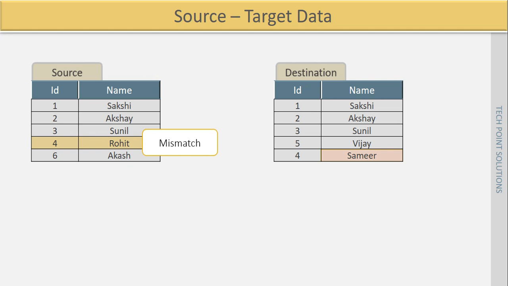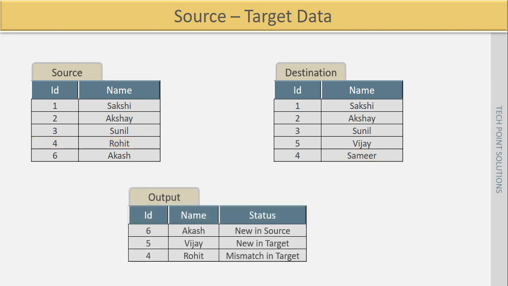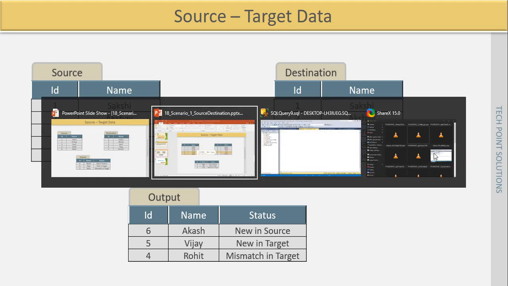And we have to write a query to find all these statuses and we want to write the output as ID, name and status. So, we want to find what are the new data in a source table, what are the new data in a target and what are the mismatched data in a target. This is what we have to write a query. So, let us go to SSMS and write a query to find these data.